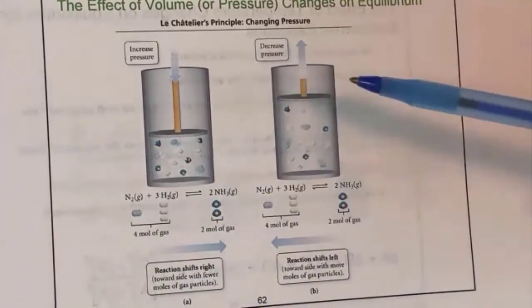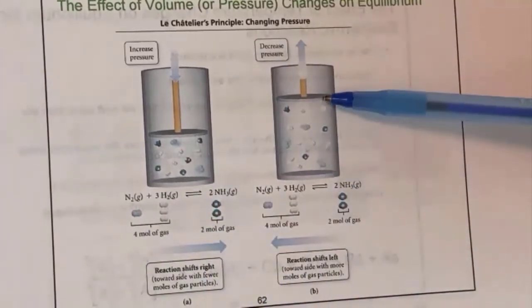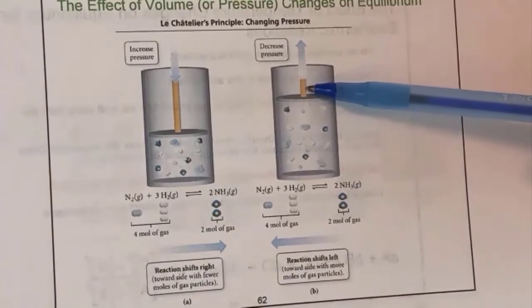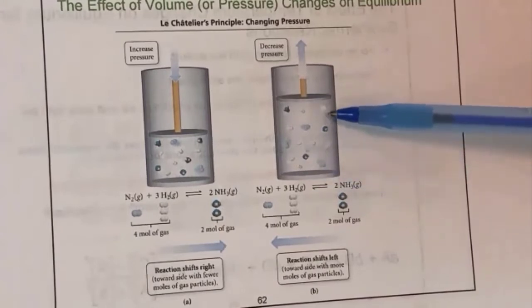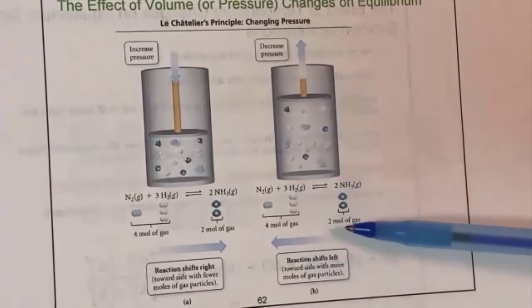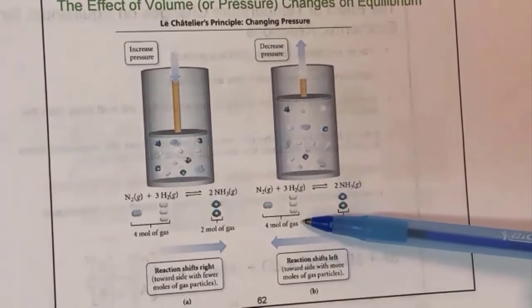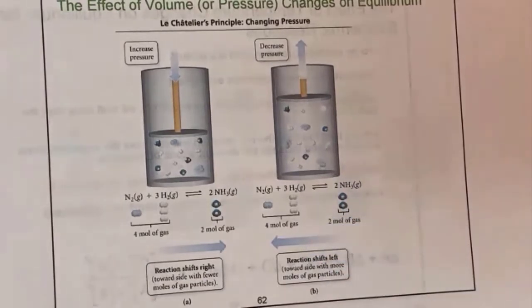Now, if you did the opposite, if you open it up, let it get more volume by decreasing the pressure, putting a smaller weight on it, that means it has more space. They're like, oh, let's go out and play. We have more space now. So they will shift towards the side that has more moles of gas.